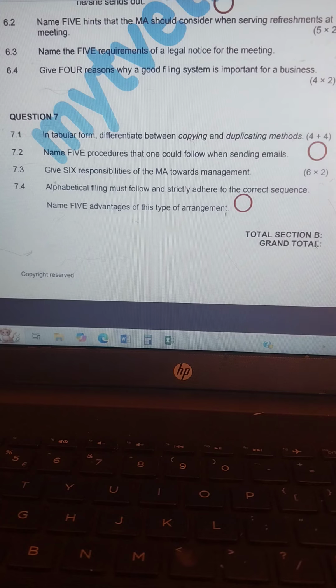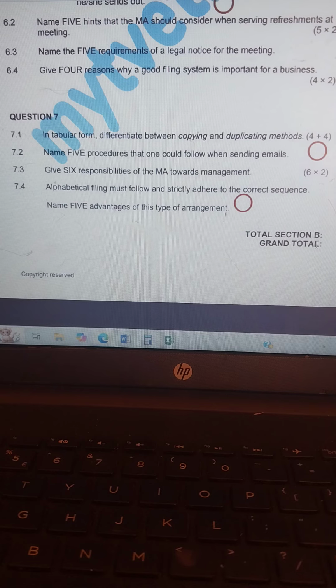The second one, the process is done by lithographic duplicator and printing press. The third one, print size cannot be reduced or enlarged. The fourth one, duplicates can only be made from the original. That is the copying method and duplicating method. Then we go to 7.2. Name 5 procedures that one could follow when sending emails.